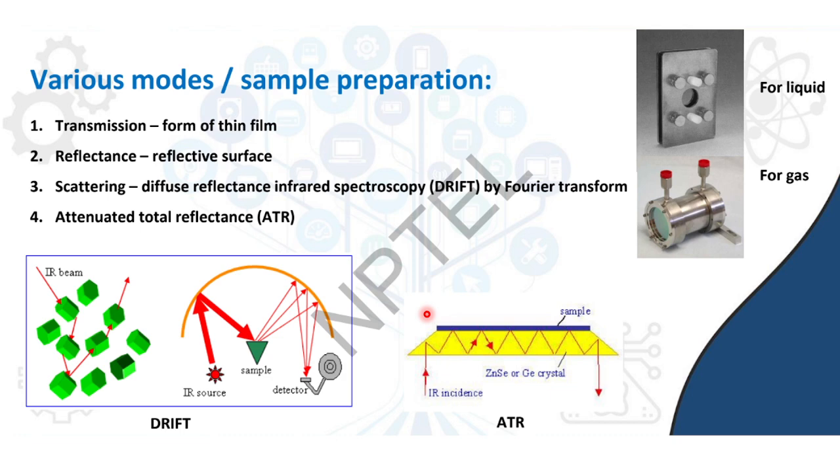Now there are different modes for sample preparation before doing the FTIR analysis. There may be transmission type, it may be reflectance type, where a reflective surface is needed, it may be scattering, that is called DRIFT, diffuse reflectance infrared spectroscopy by Fourier transform. So this is how the DRIFT mode works, and this is the ATR mode, that is attenuated total reflectance. This is the simplest one. You just put your sample and you will get the data. Or if it is a liquid type, then you have to prepare a KBr pellet. Then you put that KBr pellet in this position and you will get the data.